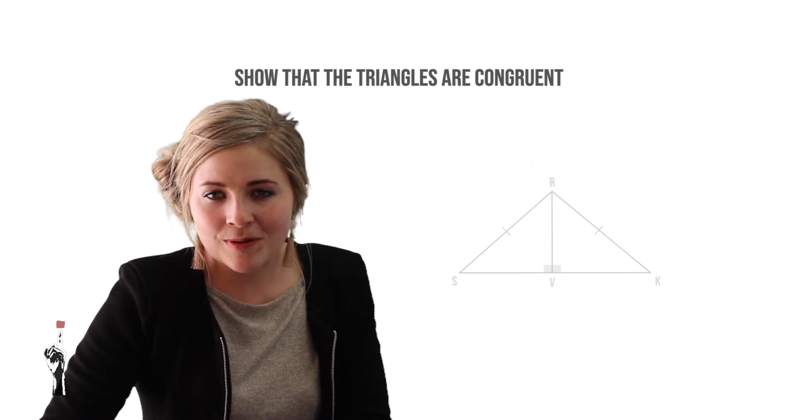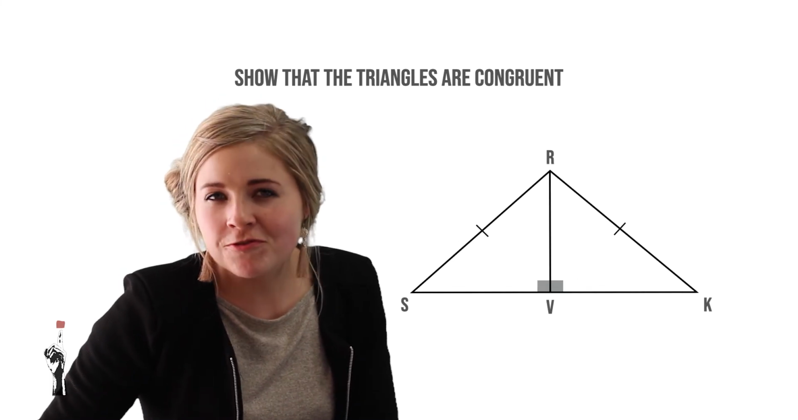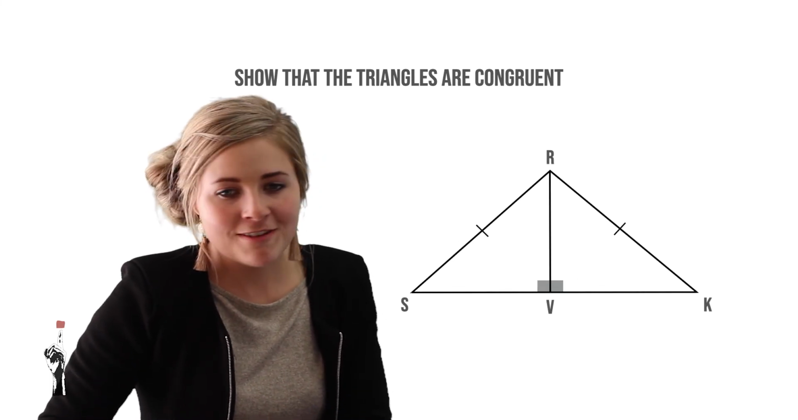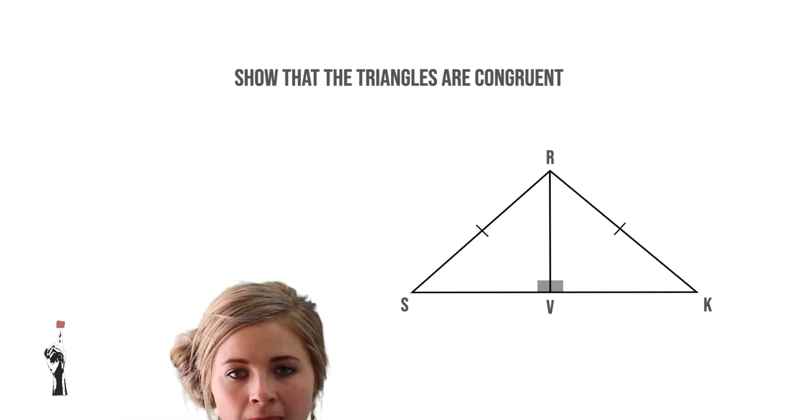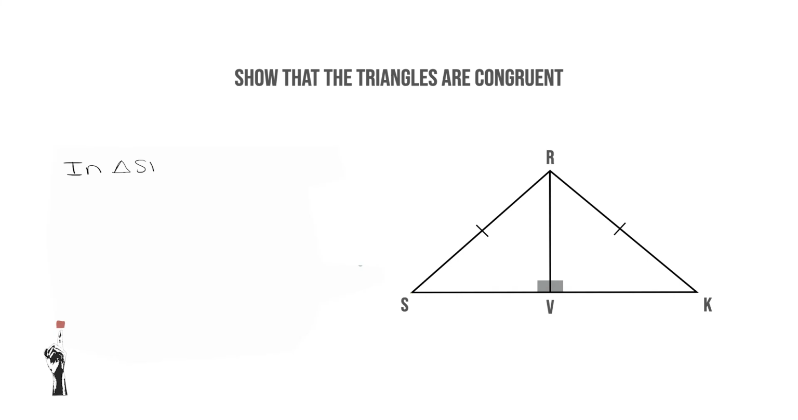Let's look at an example. Show that these two triangles are congruent. First of all, I'm going to write in which two triangles I'm working. In triangle SRV and triangle KVR. Once again, the order does not matter as long as my symbol for congruence is not written between them. I clearly see that they indicated that SR is exactly the same length as RK, so I can write given.